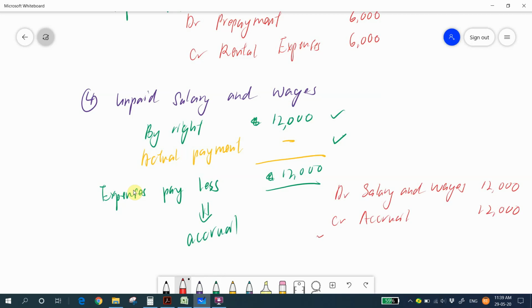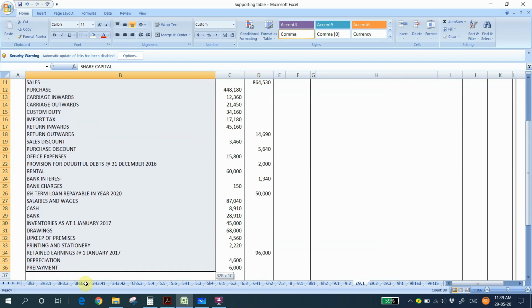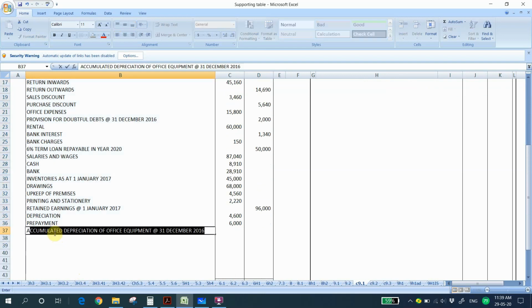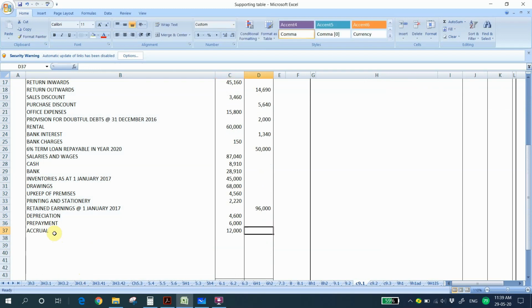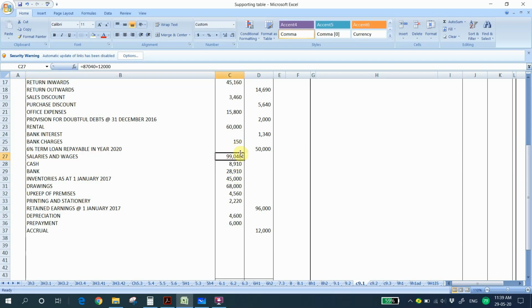So now we have to reflect this double entry in our trial balance. So let's have a look. Do we have accruals here? No, right? So we add accrual, 12,000 on the credit. And then for the debit, we add in the same direction. So our salary and wages account becomes 99,040 now.